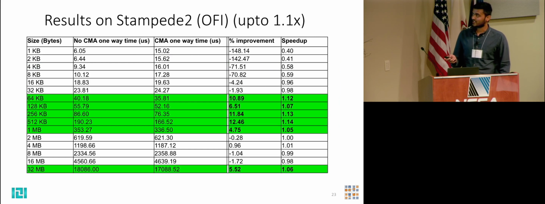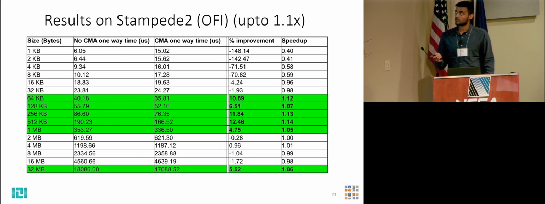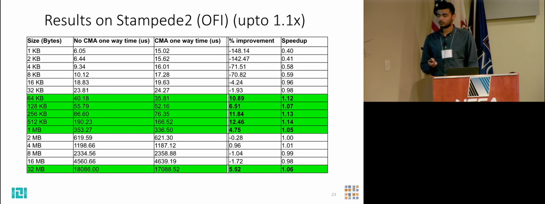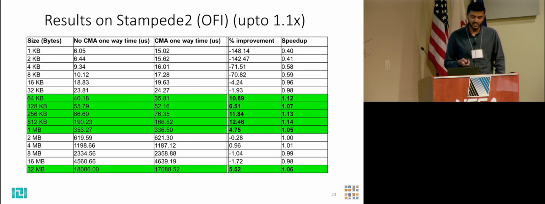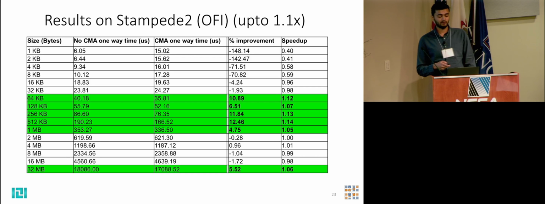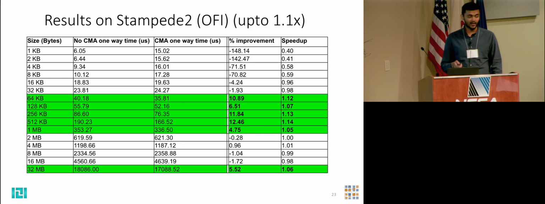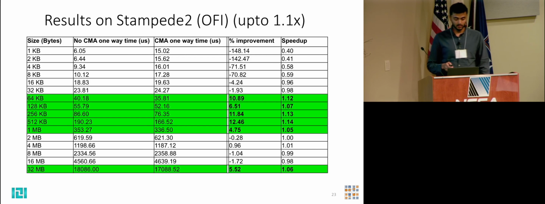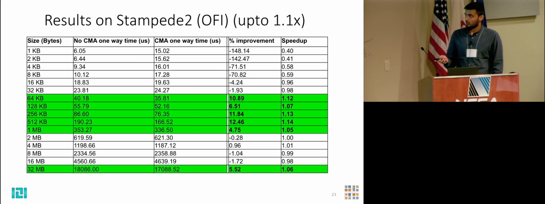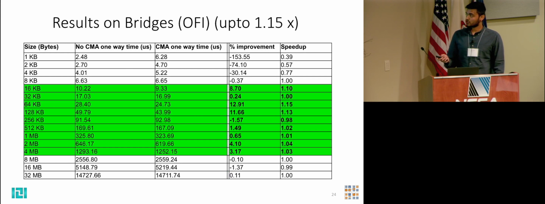And on Stampede, since we use the OFI network, the performance gains were lesser, because I later realized that OFI within itself, using a PSM2 backend, uses shared memory transport for within-node messaging. And then on Bridges, the performance was similar, almost up to 1.13, 1.15x improvement.